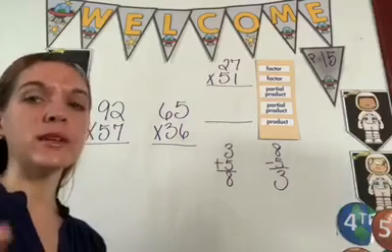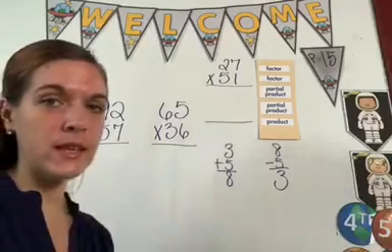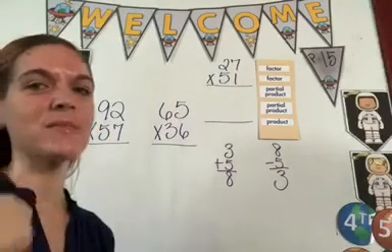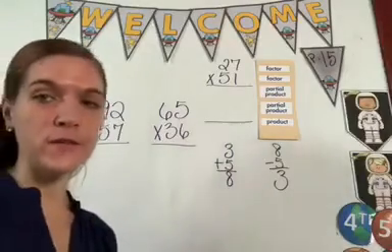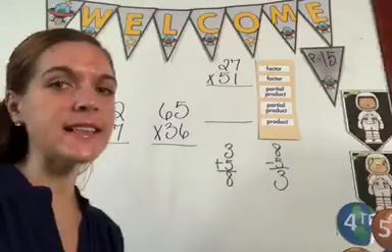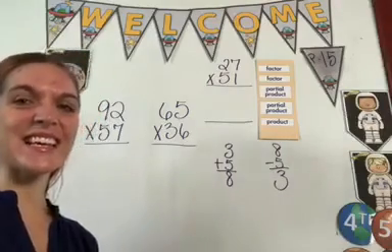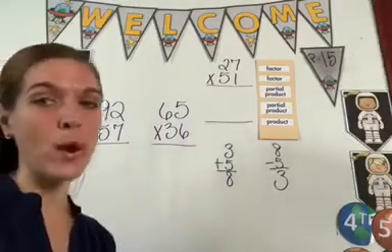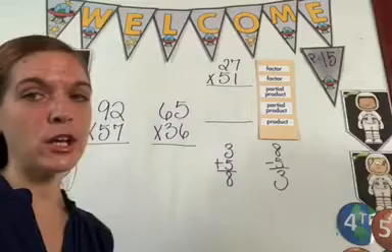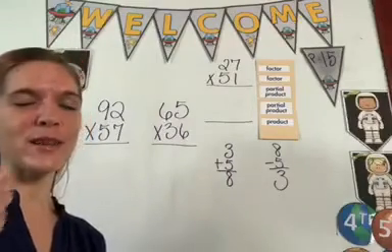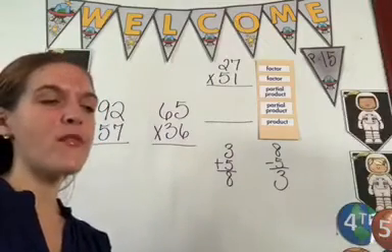Okay, let's do it. 3 times 1, 3. 3 times 2, 6. Say it out loud. 3 times 3, 9. 3 times 4, 12. 3 times 5, 15. 3 times 6, 18. 3 times 7, 21. 3 times 8, 24. 3 times 9, 27. 3 times 10, 30. 3 times 11, 33. 3 times 12, 36. Good, okay.